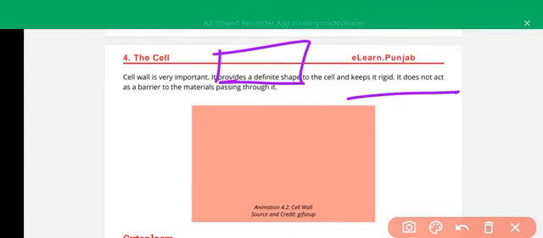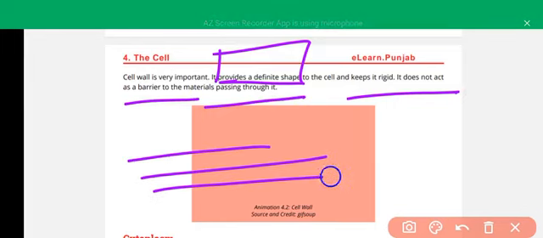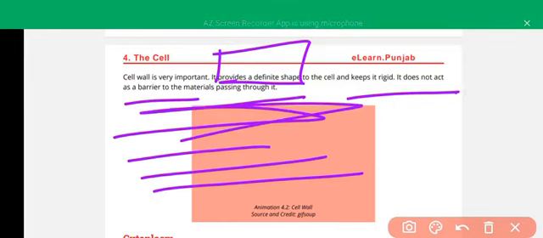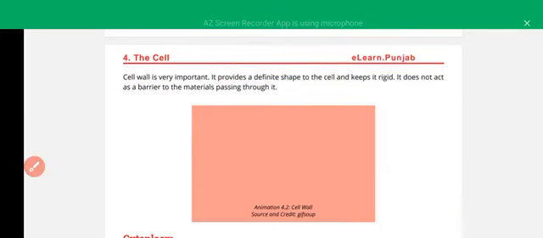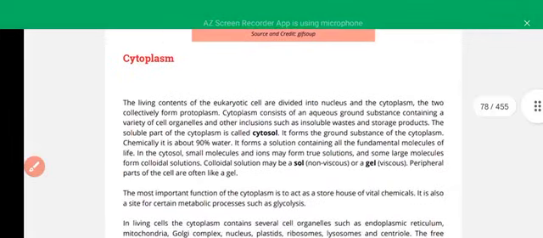It does not act as a barrier to material passing through it. It is permeable, allowing every type of substance to pass through it. It is not giving a barrier to any type of substances passing through it, so it is not acting as a semi-permeable membrane. Then we will discuss cytoplasm.